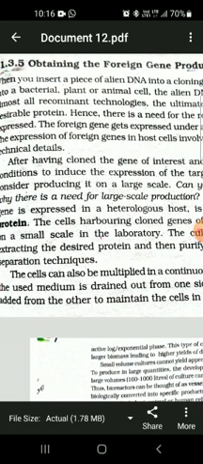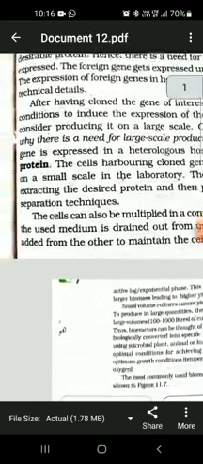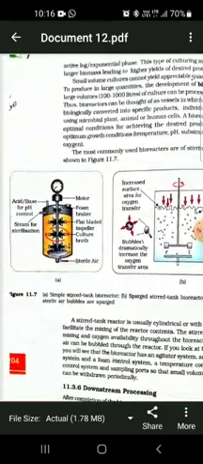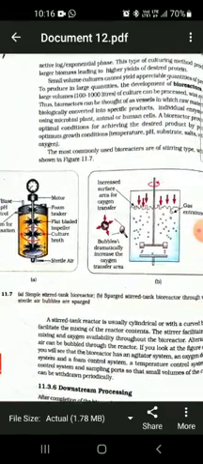The transformed cells containing gene of interest need to be cultured on large scale in a nutrient medium. You can see here in the second page the diagram of bioreactor. It contains the nutrient medium that supports the vigorous growth of the transformed cells and expression of gene of interest therein.